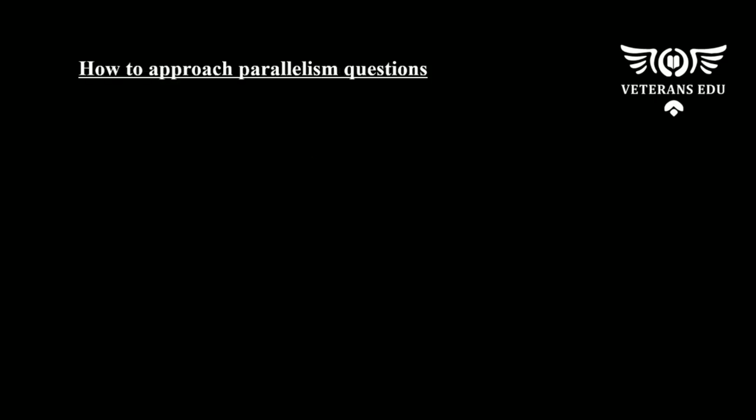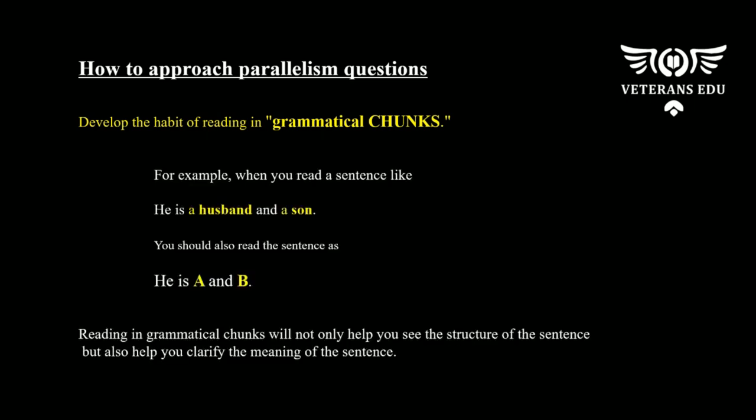Now that we've learned the basics, I'm going to teach you how to approach parallelism questions. First, we have to develop the habit of reading in grammatical chunks, and this is not just for parallelism, but every other grammar question as well. For example, when you read sentences like "he is a husband and a son," you should also read the sentence as "he is A and B." And when you get used to reading grammatical chunks, this will help you not only see the structure of the sentence, but also understand the meaning much more easily.